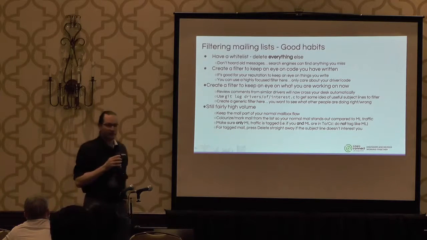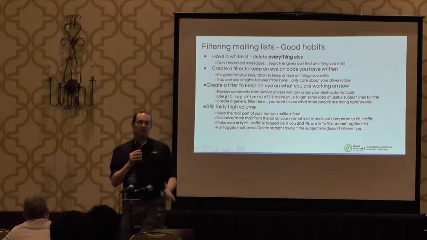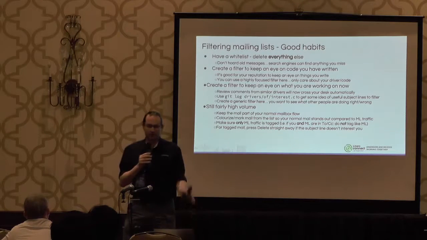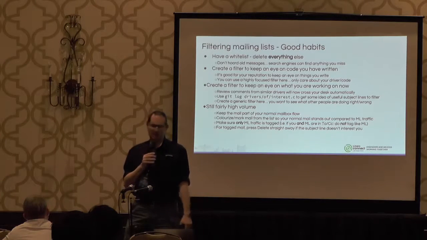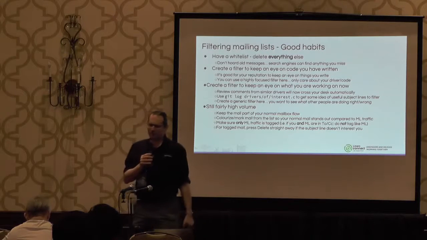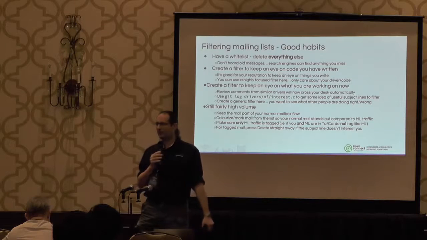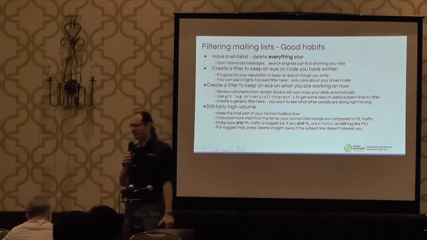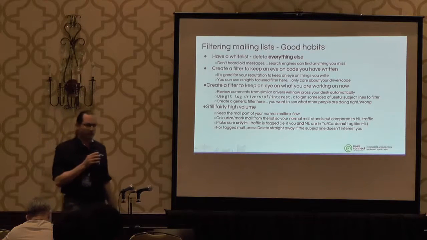So the good habit, if you're filtering the mailing list, is to have a whitelist. You don't want to filter out what you're not interested in. You want to filter in what you are interested in, and you just delete everything else. Don't try hoarding it. Your hard disk can be used for other things. All the stuff that happens on the mailing list is available from search engines, and it's a lot easier to search with a search engine. Google is much better at searching text than whatever emailer you could possibly find.